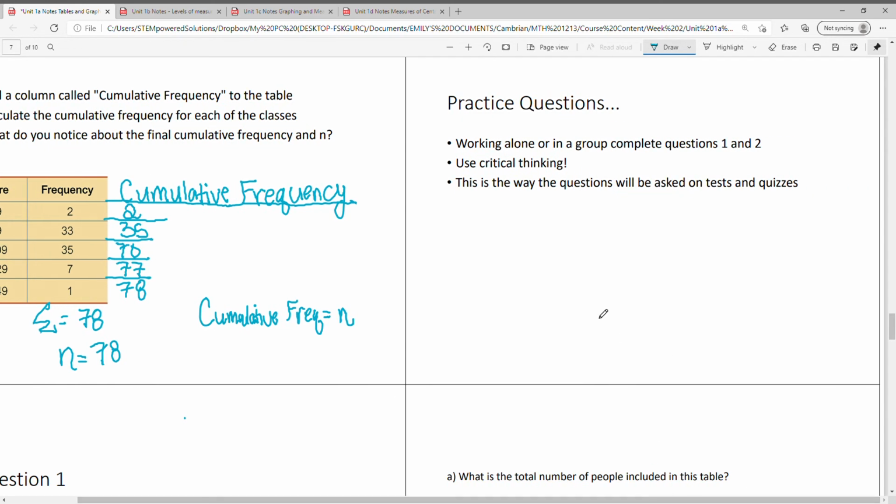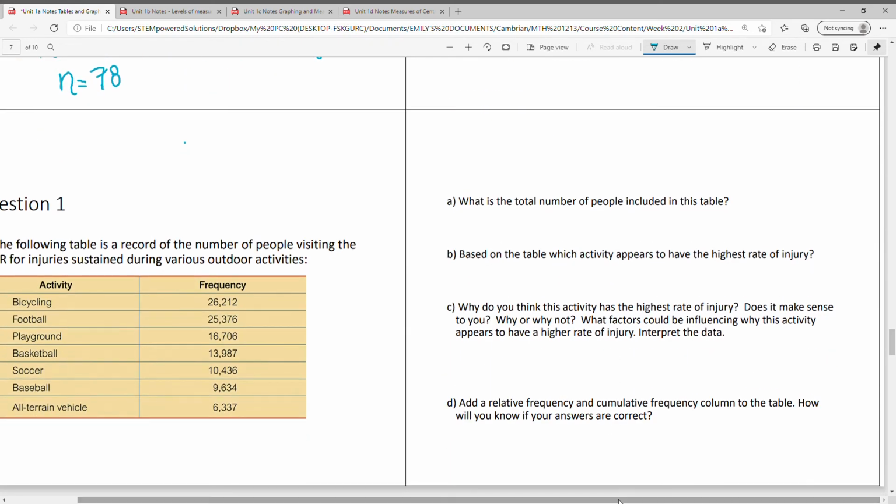Alright, so I'd like you to try the next practice question. So working alone or in a group, complete questions 1 and 2. Use critical thinking. This is the way the questions will be asked on the tests. So I'll go over the questions.